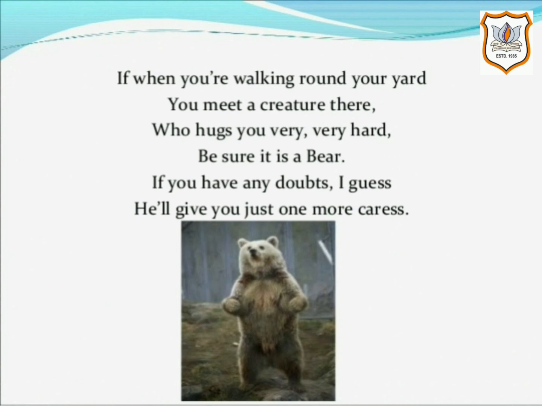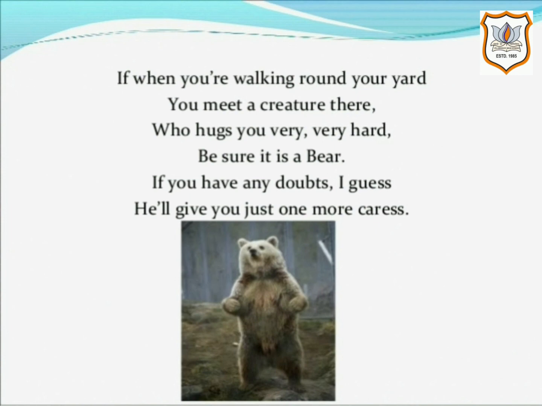Next line. Who hugs you very very hard, be sure it's a bear. Here there are three figures of speech, that is personification, repetition and alliteration. Personification because the bear is given the human trait of hugging. Repetition because the word very is repeated for poetic effect. And alliteration because the consonant sound h is repeated in the words hugs and hard.